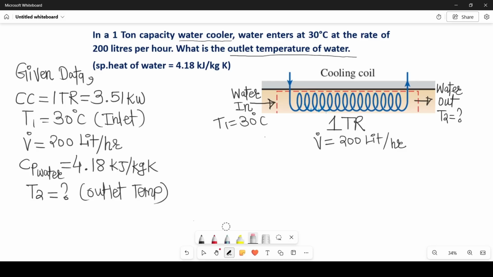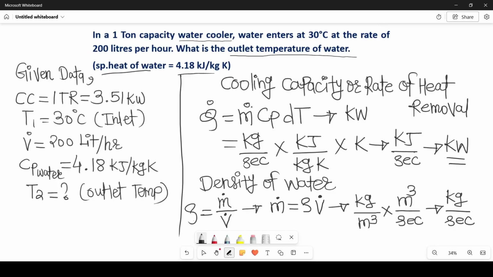So in this numerical problem, we have a water cooler which has a cooling capacity of 1 ton of refrigeration. The volume flow rate of water is 200 liters per hour. The inlet temperature of water is equal to 30 degrees Celsius. Let us say it is a T1 temperature. We are going to calculate the outlet temperature of water, which is equal to, let's say, T2 degrees Celsius. The specific heat of water is equal to 4.18 kilojoule per kg Kelvin.